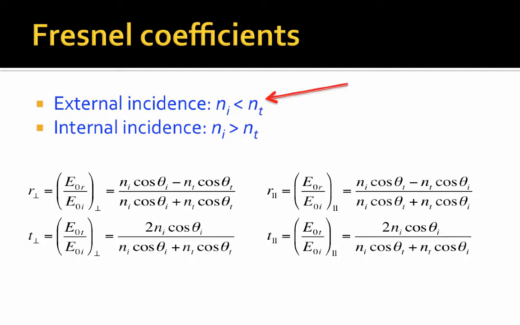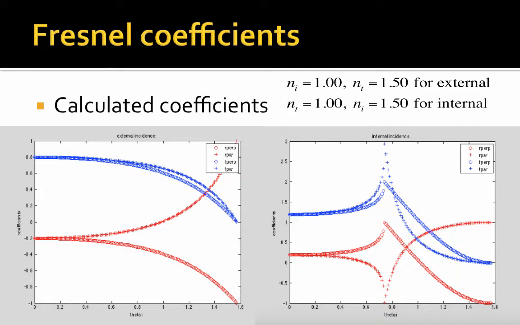What we will be talking about today is external incidence, where Ni, the incident index of refraction, is less than the transmitted index of refraction, for example, air into glass, or air reflecting off of glass. And when we calculate these Fresnel coefficients, they look something like this if we plot them. So the picture on the left is for external incidence. The picture on the right is for internal incidence. We'll be emphasizing the external incidence, which is the picture on the left.